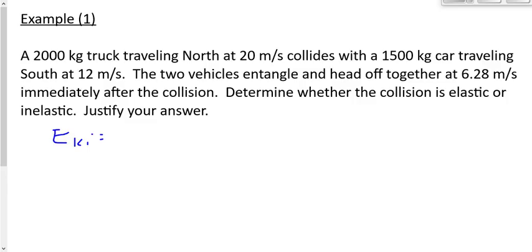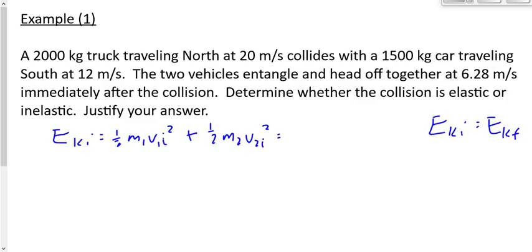I'm going to say EKI equals 1/2 M1 V1I squared plus 1/2 M2 V2I squared. Notice I'm not setting EKI equal to EKF. Don't do this. That's what you're trying to find. Are they equal? Well, we know they're not equal. But even if we don't know, we're not going to assume they're equal. Just calculate EKI separately. I got 1/2 of 2,000.